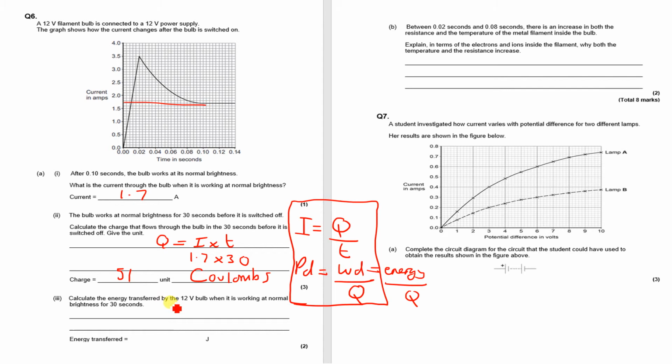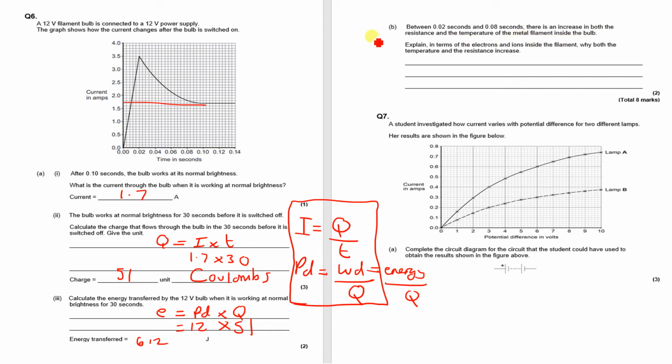Right, calculate the energy transferred by the 12 volt bulb when it's working at normal brightness. So a 12 volt bulb, we need to use this equation because we've got a potential difference. We've also got a charge, so we're trying to work out the energy transferred, which is the work done. So energy must be equal to the potential difference multiplied by the charge. So that is equal to 12 volts, and we're going to multiply that by 51, and that gives us 612 joules.